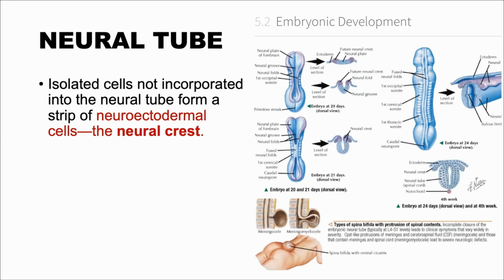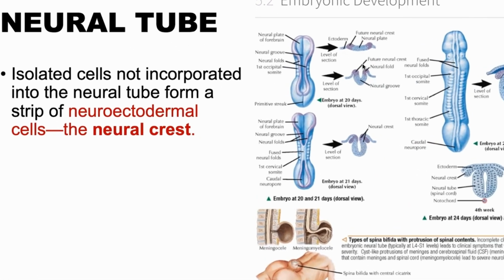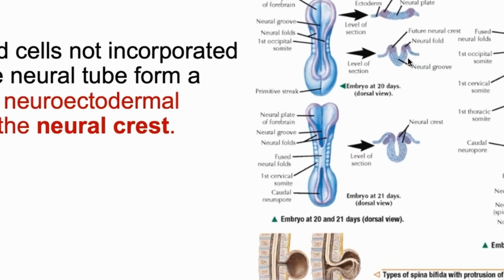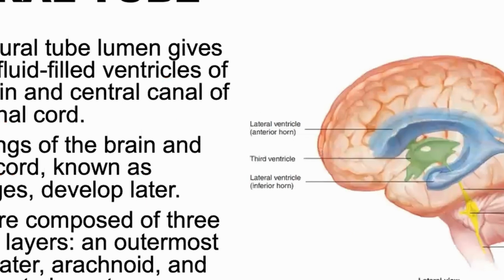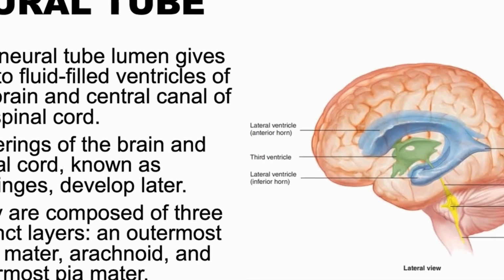And after the neural groove, there are some cells that are called neural crest cells. You'll see that the neural crest cells give rise to a lot of cells. So the neural tube and the neural crest cells give rise to a lot of cells. The neural tube also gives rise to the ventricles. Does anybody know what the function of the ventricles is? What would you have in the ventricles?